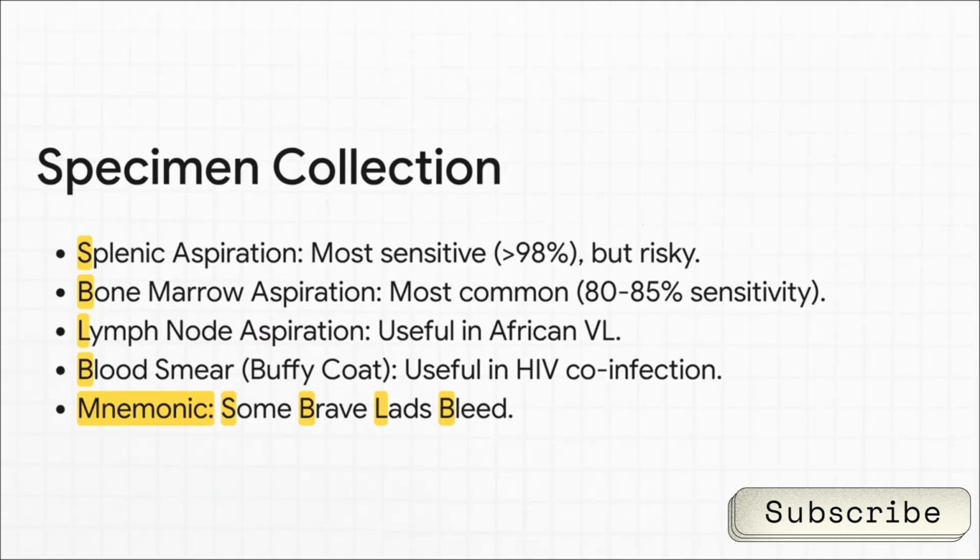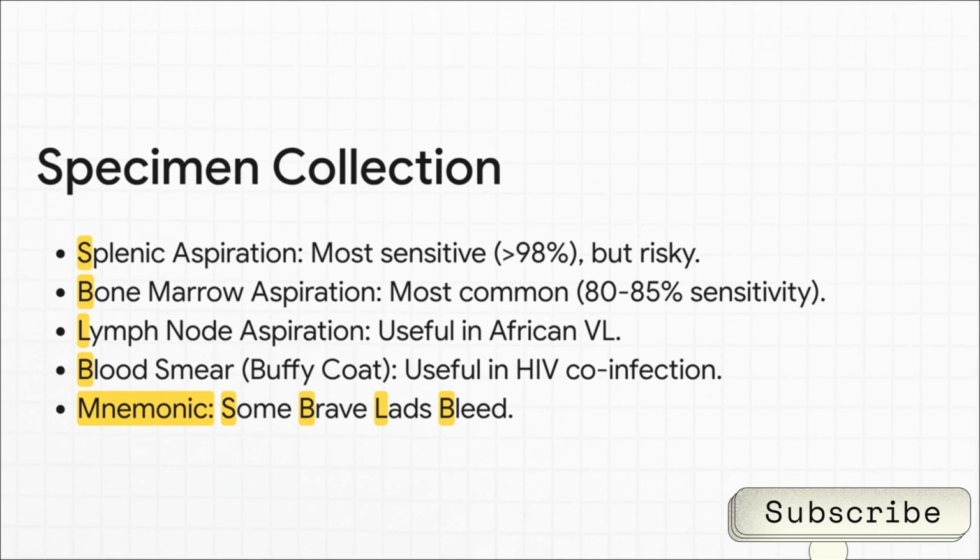All right, to find the parasite, we need a sample. Now, where do we get it from? The splenic aspirate is the most sensitive. We're talking over 98%, but it's risky. You could cause bleeding. So the most common specimen we use is a bone marrow aspiration. It's much safer and still gives you a really good sensitivity, around 80 to 85%.